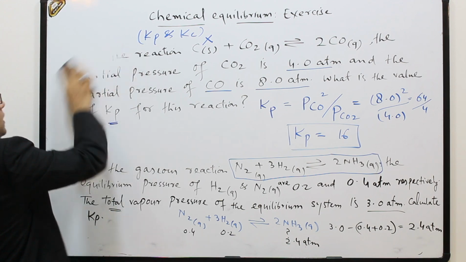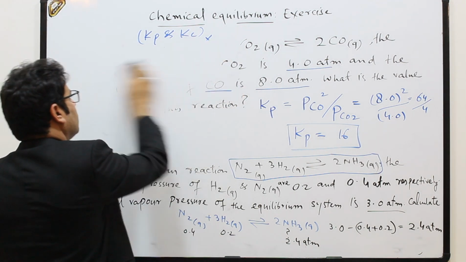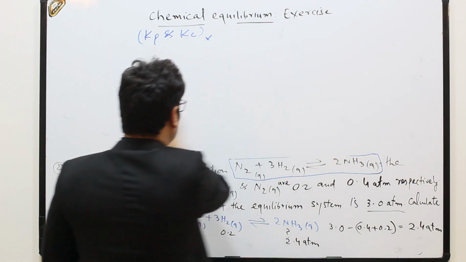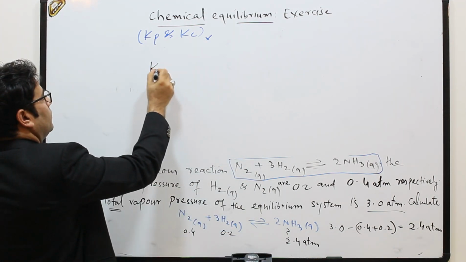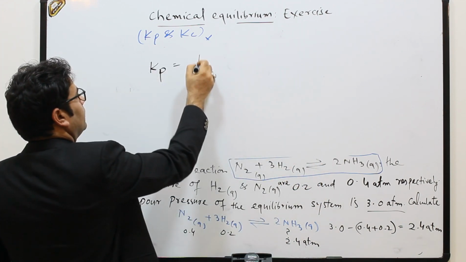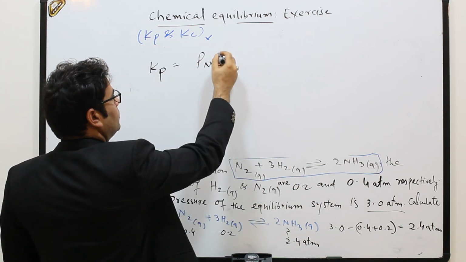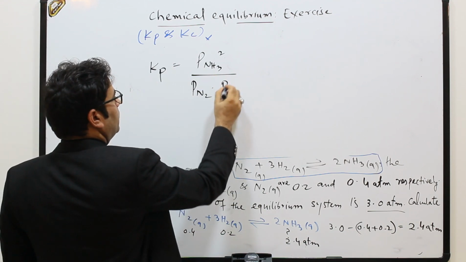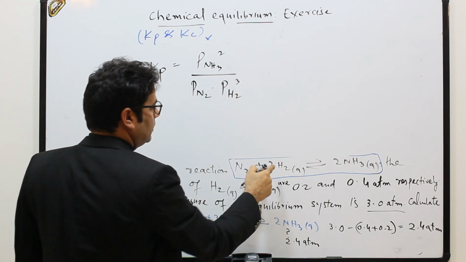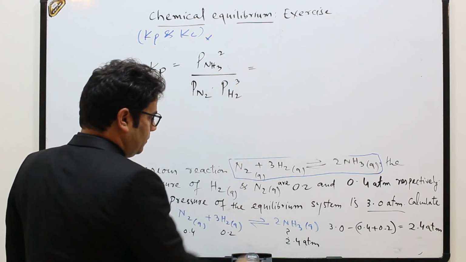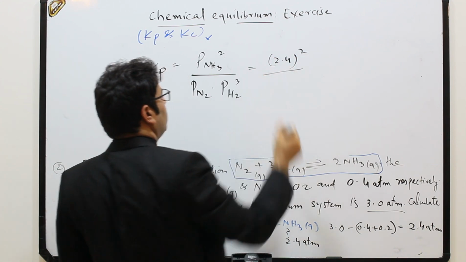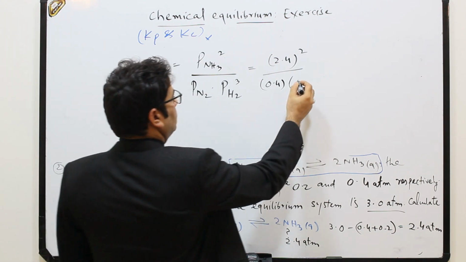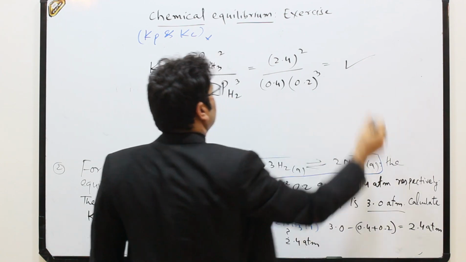Let me solve it here. Kp will be equal to the partial pressure of NH3, squared, divided by the partial pressure of N2 into the partial pressure of H2 cubed. Put in the values: 2.4 squared divided by the partial pressure of N2, 0.4, and the partial pressure of H2, 0.2 cubed. So you will find the answer.